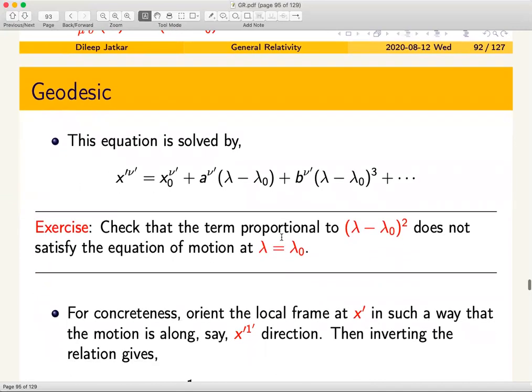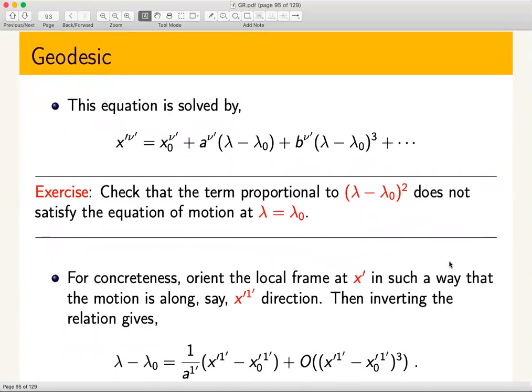Okay, so let's try to choose a frame in such a way that the motion in the prime coordinate system is along one particular direction. Okay, so instead of writing nu prime or some such thing, let's choose one particular direction. So I choose that to be 1 prime. Okay, so suppose you choose that direction, then this equation can be inverted. Now of course, as I said, it's a perturbative statement. So what you can do is you can say that the cubic term is small because lambda minus lambda 0 is small, so you use this to invert.